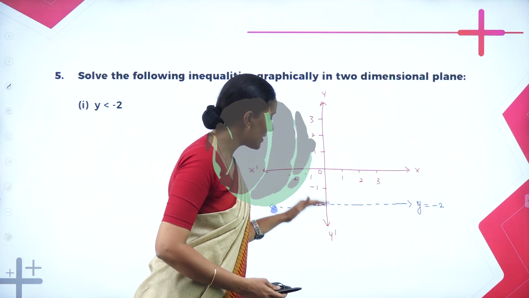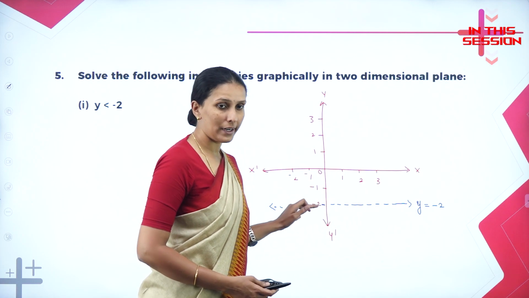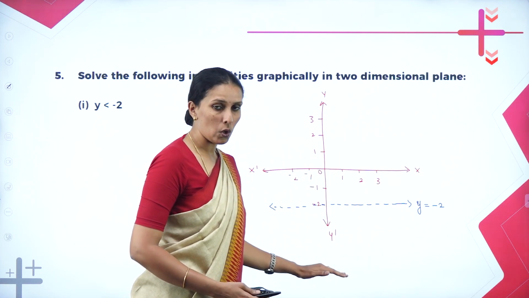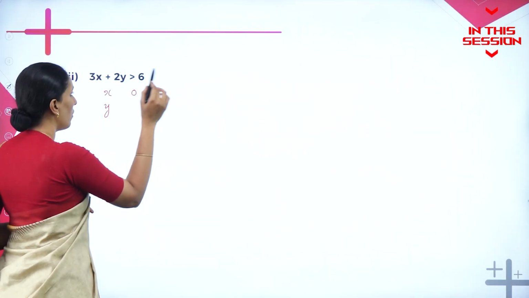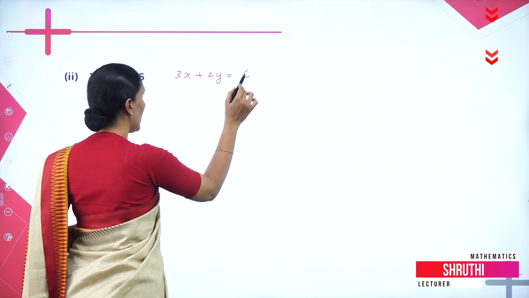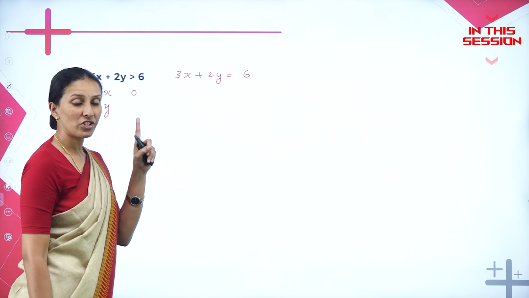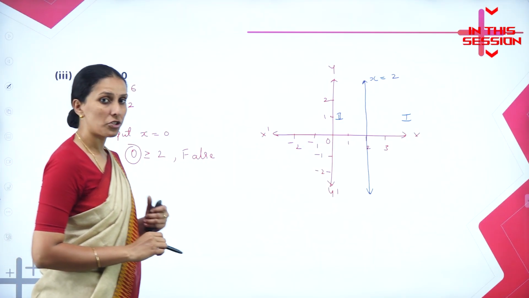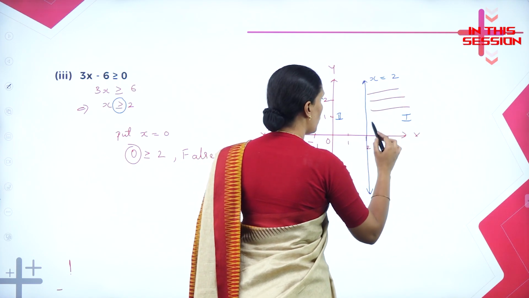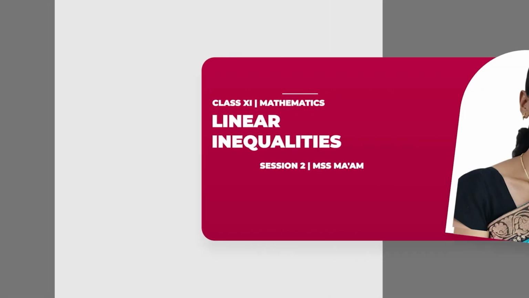When y is strictly less than minus 2, we cannot include minus 2. So that's why we have drawn a dotted line here. When I say less than minus 2, obviously the region below will act as a solution. We always use the inequation in the form of an equality when you're drawing a line, because all linear inequalities or linear equations represent a line, which is the region which does not contain origin, that is half plane one. So obviously this will represent the solution for the given inequation.